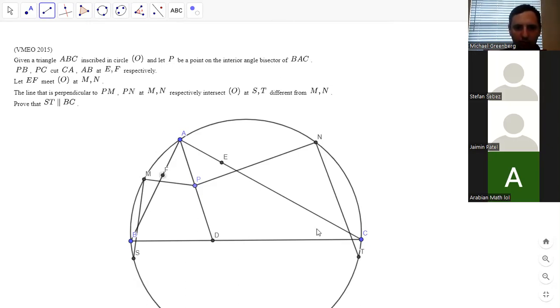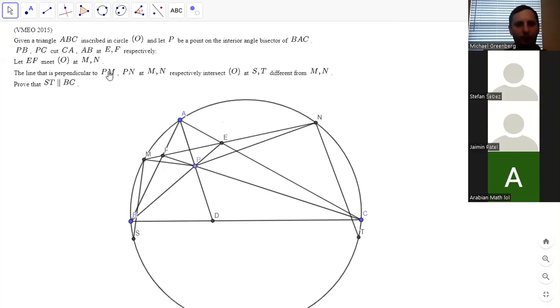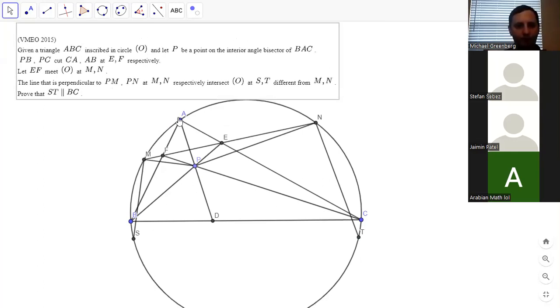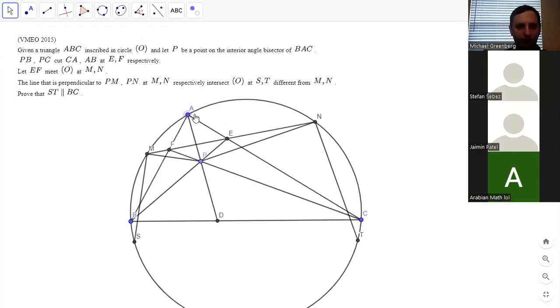So let me draw in a couple extra segments here. And I think that's everything, right? Oh, I have to draw EF. So yeah, this is an interesting configuration. I've never seen this kind of idea before.